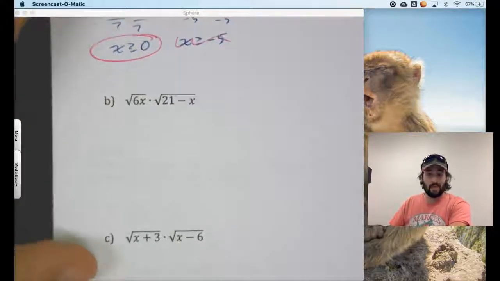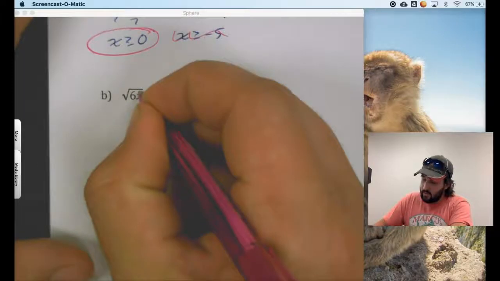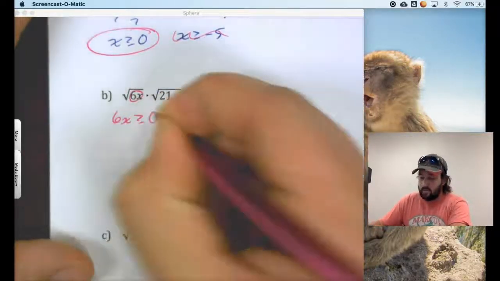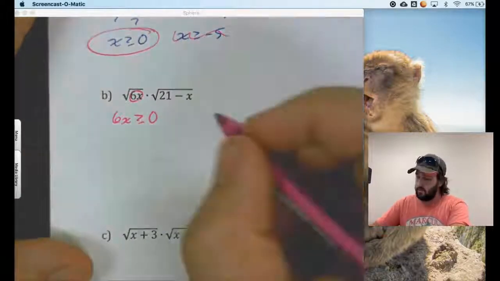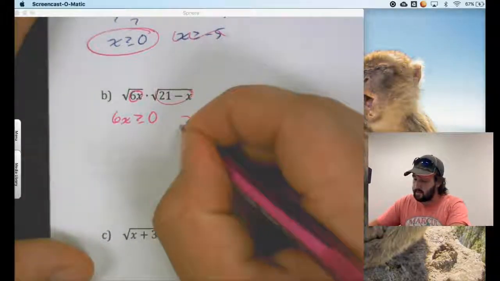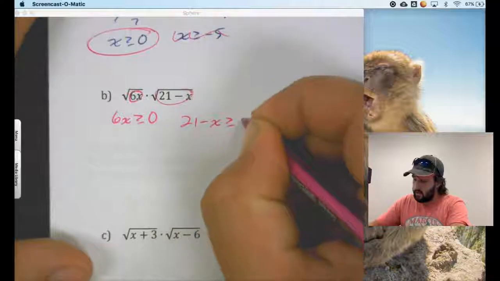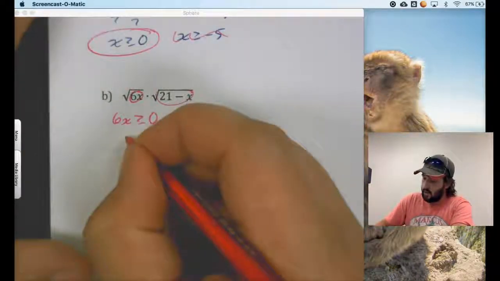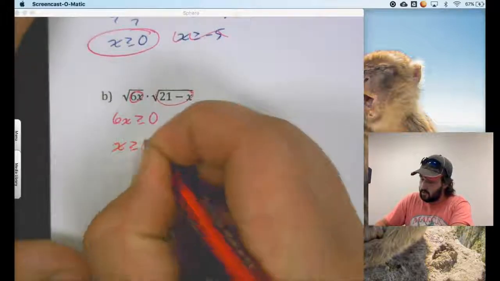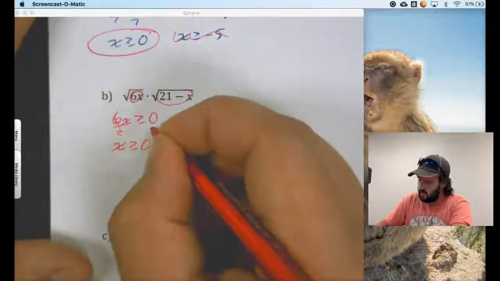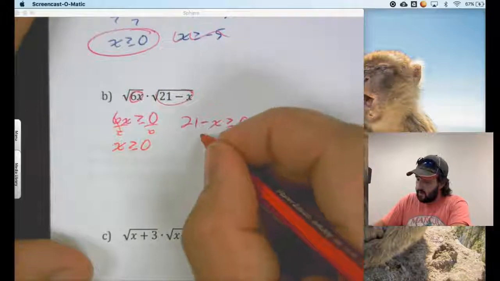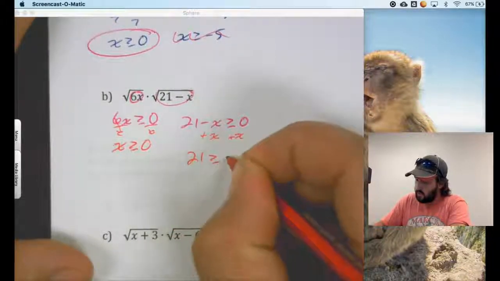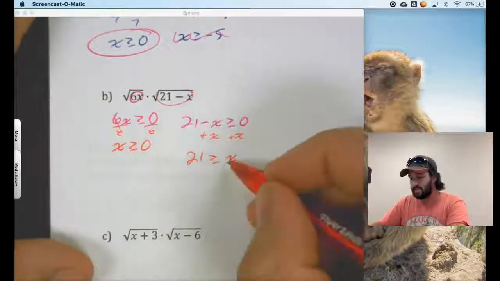All right, so with part B, again, I need to take the square root of a positive number, so 6x needs to be greater than or equal to 0. Also, this 21 minus x needs to be greater than or equal to 0. So now if I solve both of these things, x is greater than or equal to 0 if I divide by 6 and divide by 6. Now if I add the x over here, 21 is greater than or equal to x. So x is less than or equal to 21.